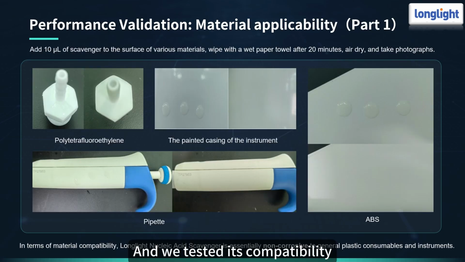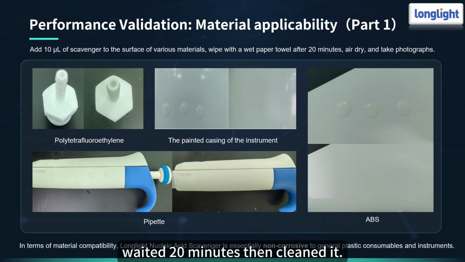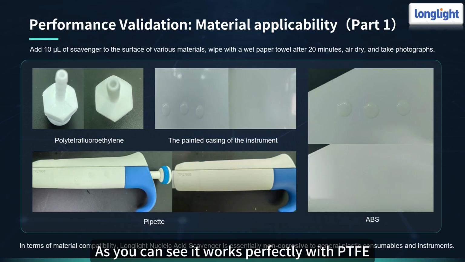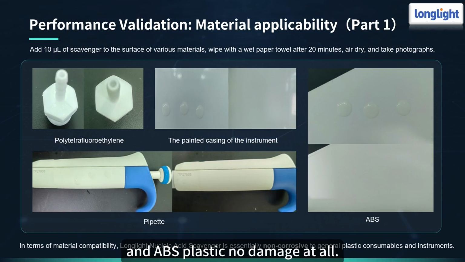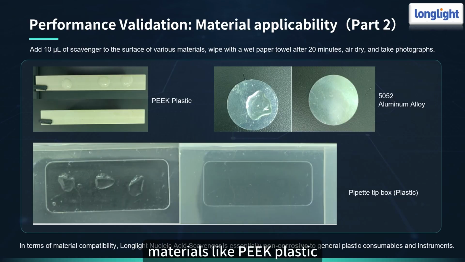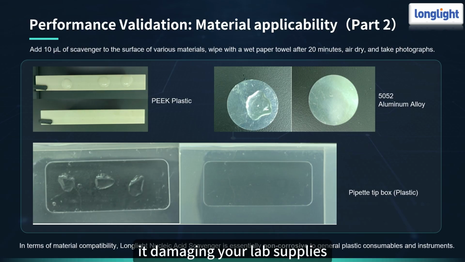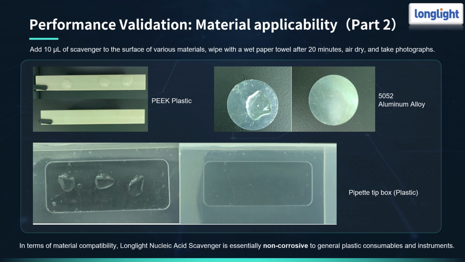And we tested its compatibility with different materials. We applied the Scavenger on various surfaces, waited 20 minutes, then cleaned it. As you can see, it works perfectly with instrument-painted casings, pipettes, and ABS plastic, no damage at all. It also works great with other materials like PEEK plastic, pipette tip boxes, and aluminum alloy, so you don't have to worry about it damaging your lab supplies or instruments at all.